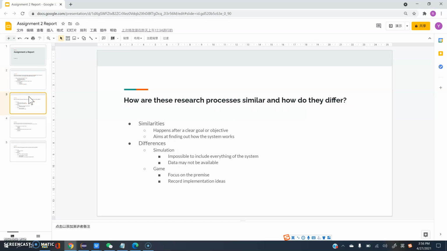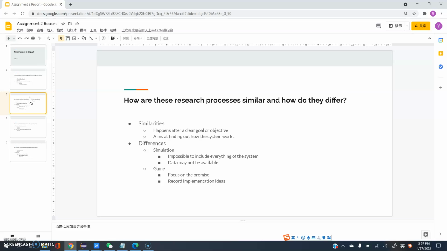And for the second question, I first start with the similarities. First, both research processes happen after we have a clear goal or objective of what we will design. And second, both research processes aim at finding out how the system works from observation of some similar systems or games. For simulation, we need to take care of the original system, and for game design, we need to go deeper on the premise we have defined earlier in order to know how it works.